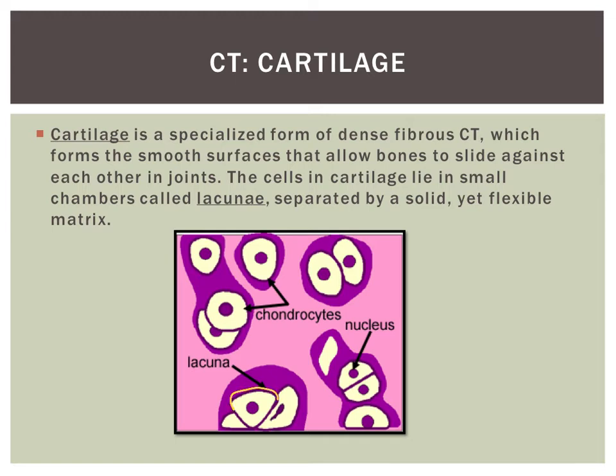So this is one cell here, and the nucleus of that cell is here. And they lie in these chambers called lacunae. And again, they're separated, like all connective tissue, by a matrix. Now, another word for a cartilage cell is a chondrocyte. Chond refers to cartilage and cyte refers to cell.